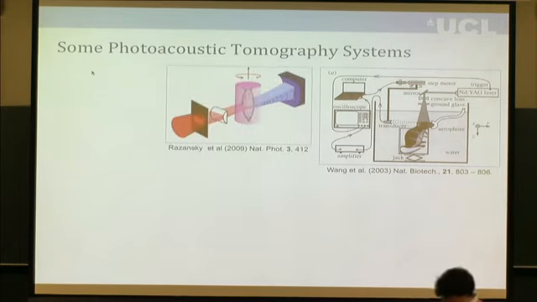Here's a similar idea from the group in Munich in Germany. This is what they're trying to image, and again they're imaging a slice of it. Now here they're focusing their acoustic detection in the plane, and also focusing to some extent as best they can with a diffuse medium. They're focusing their light in the plane as well. And again, they rotate, it looks like in this example, they actually rotate the sample.